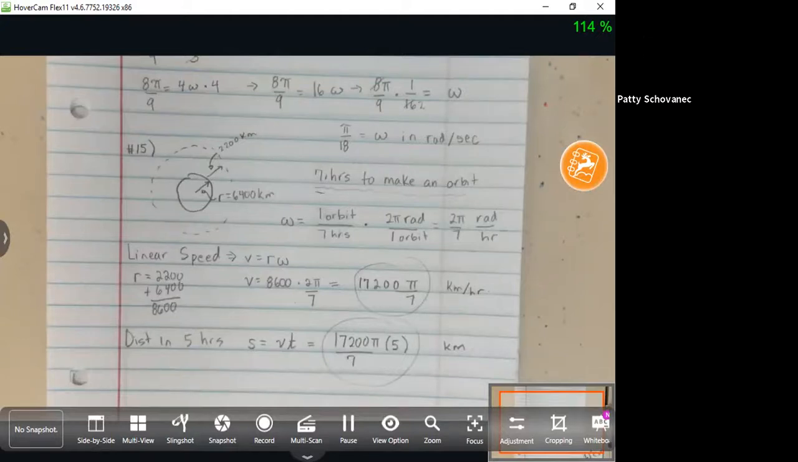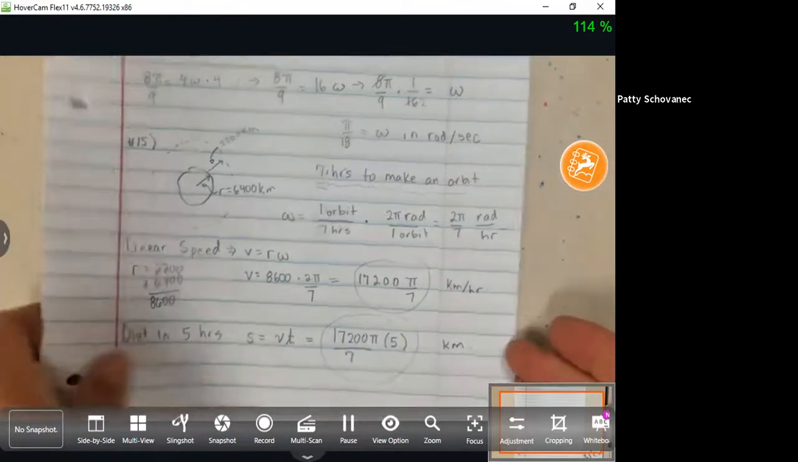So I'll make you a little sheet with the formulas on it. Omega is theta divided by T. V, I'm sorry, V is R times omega. Yes. You good? Okay, so we're looking at what this number 8 is. And the other equations that they can use just come from those equations.